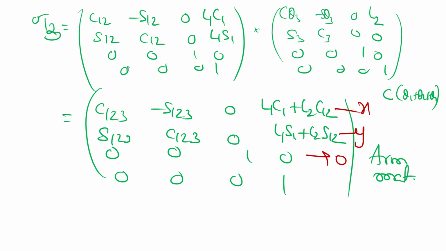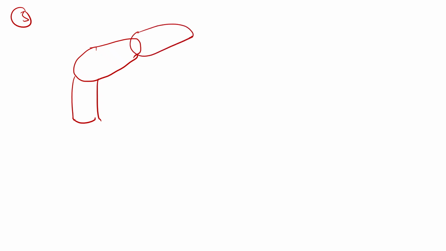So what are the steps? First we have to assign the axes and derive the DH parameters, then you have to multiply them. Okay, so one more example. This is my third example. Let's draw one manipulator, and from this you can identify what type of manipulator it is. Okay, here is my manipulator.